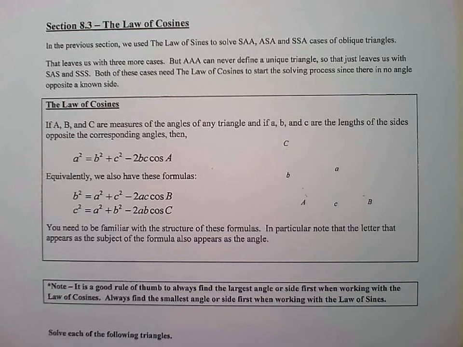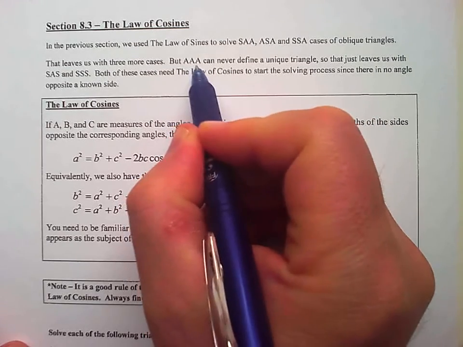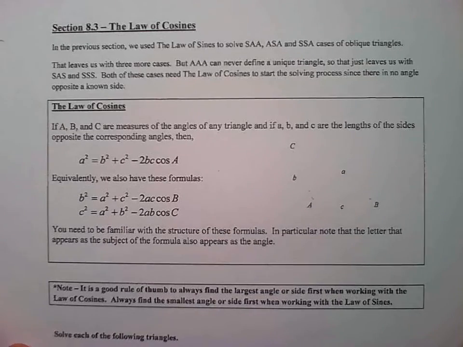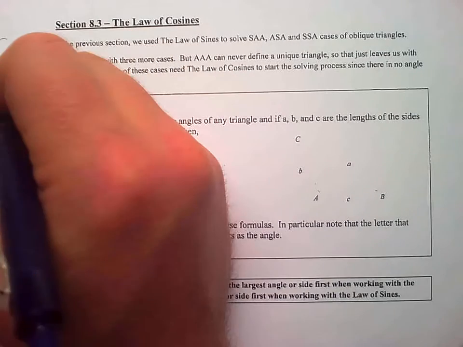But angle-angle-angle can never define a unique triangle. So that just leaves us with side-angle-side and side-side-side. Now, why can angle-angle-angle never define a unique triangle?